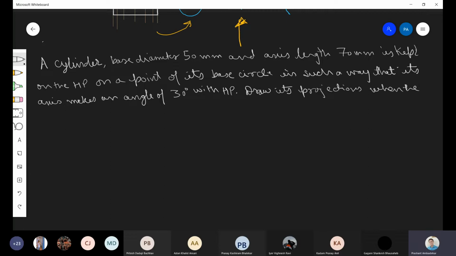when the plan of axis makes 45 degree with XY line. Okay, so here XY line is the reference line. We all know what is XY line, reference line between front view and top view. What is plan? Plan means top view. Plan means top view. Okay, plan is top view.